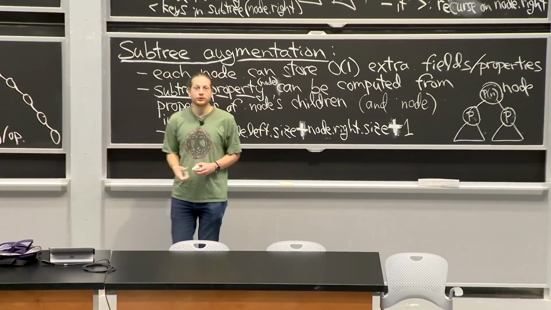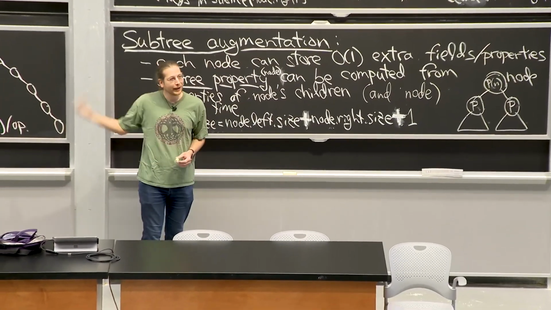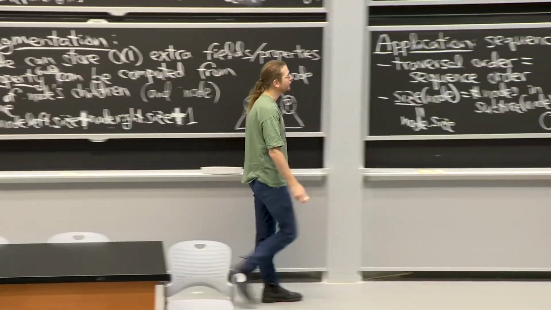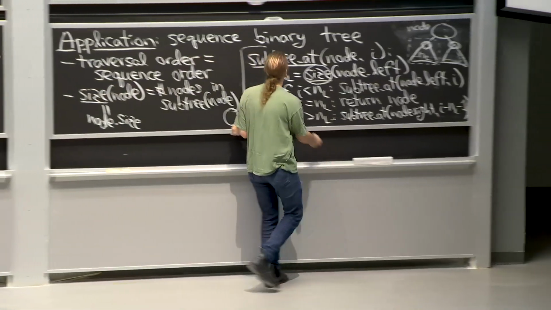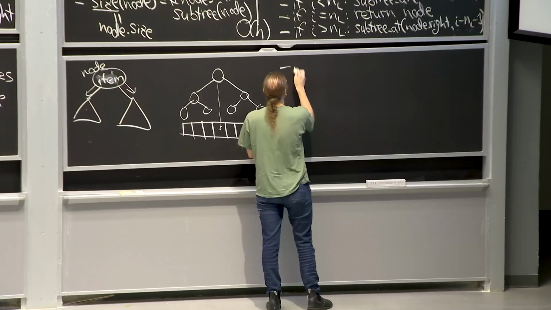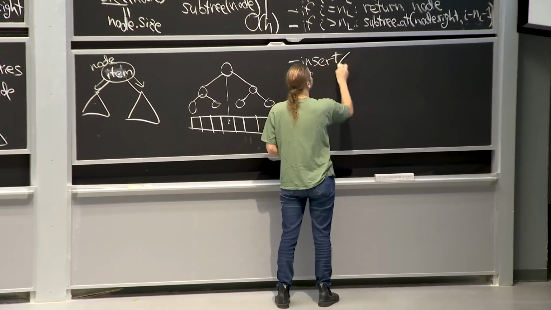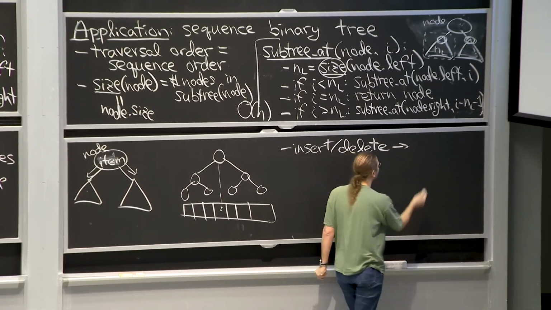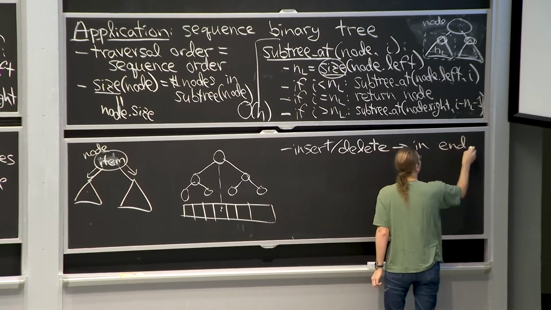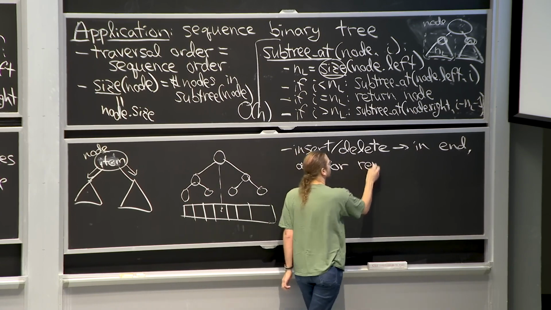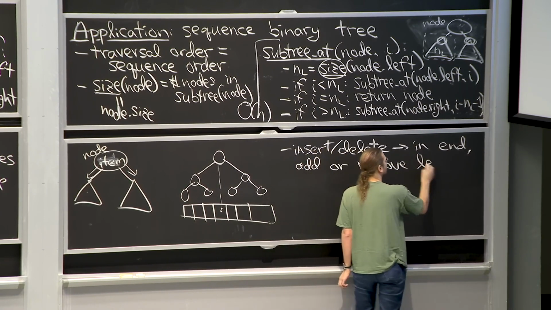So the challenge now is I have to keep these sizes up to date no matter what I do to the tree. And you could look back at last lecture and see what were all the changes that I did in a tree? We only did changes during insert and delete. And I will just claim to you that when we did insert and delete, what they ended up doing in the end is they add or remove a leaf of the tree.